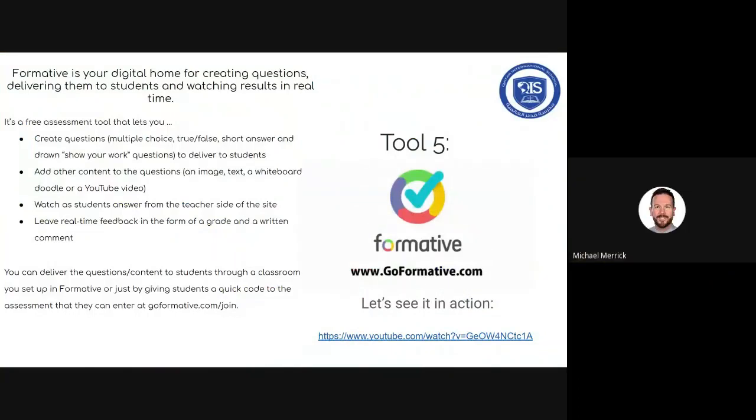Thank you, Anita. So the very last thing I'm going to talk to you about today is the fifth strategy, which we have found to be very effective, and it's called Go Formative. Now, in Go Formative, you've got the opportunity to create multiple choice questions, which Matt alluded to earlier. True or false, short answers, show your work. There's a variety of different strategies we can use here.